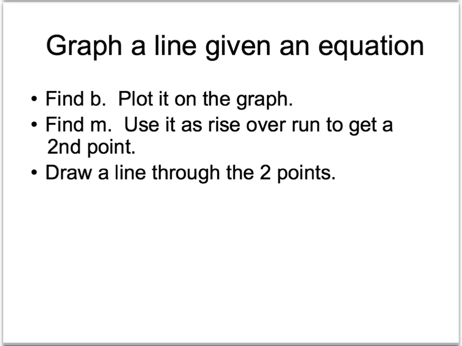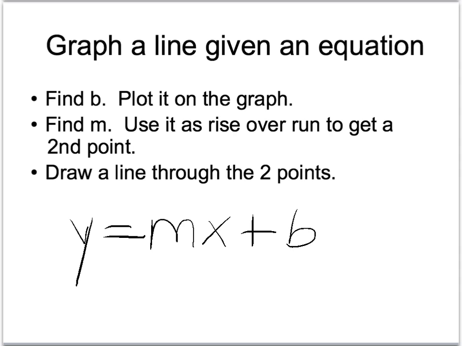So the steps for graphing a line given an equation. From the equation, y equals mx plus b, because that's all we've been using thus far, you will find b and plot that as the point where it crosses the y-axis on the graph. Then you will find m from the equation, and you will do that as rise over run to get a second point. Now we only need 2 points to draw a line, so we'll use those 2 points to draw a line and label our line with the equation.